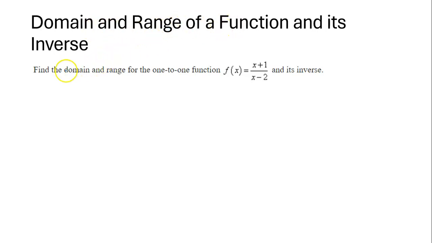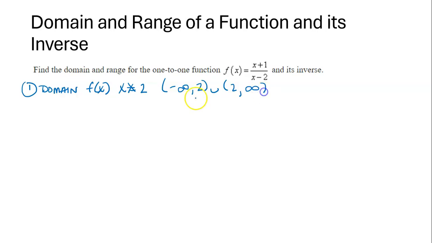Domain and range of a function and its inverse. Find the domain and range for the one-to-one function. They already told us it was one-to-one of this and its inverse. So the first thing I'm going to do is my domain of f of x is that x can't be 2. It can be literally anything but 2, but not 2. 2 is no bueno. And I know that the domain of f of x is equal to the range of f inverse.